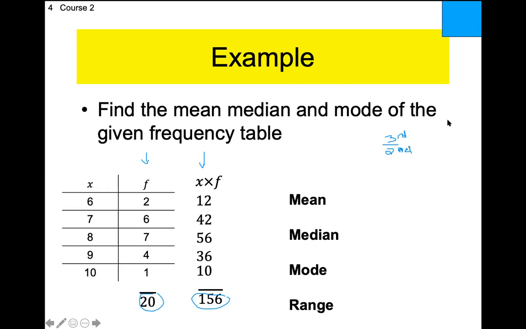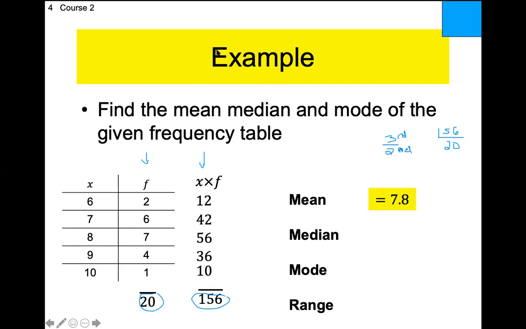Okay, so what would that be? 156 divided by 20. Yes, you can use your calculator, that's fine. 156 divided by 20, I get 7.8. So it turns out with a frequency table, you can do the mean. Well, I don't know if I'm going to say it's really easy, but the process is pretty straightforward. Add a third column, add up the second column, add up the third column, and divide the third column by the second column.